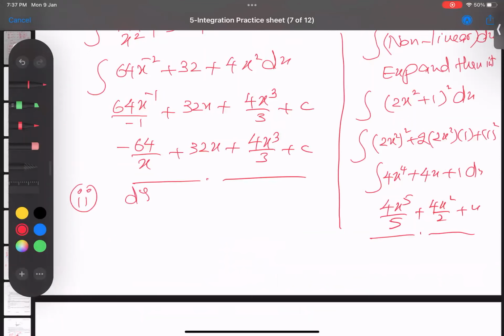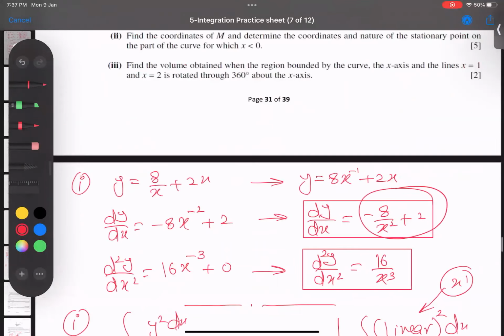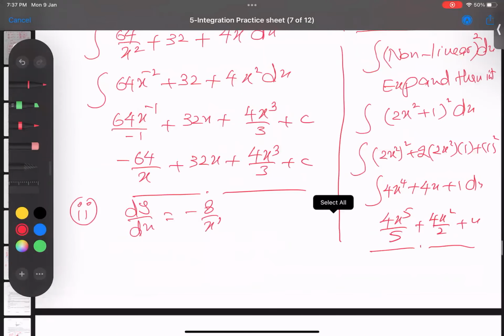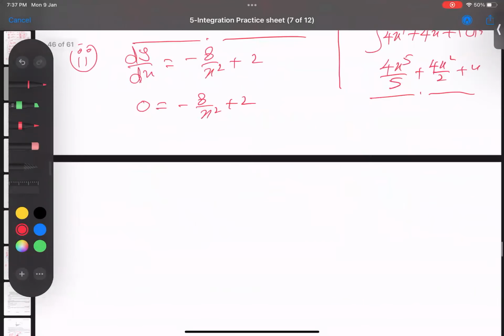So dy over dx, actually we have what? Minus 8 over x square plus 2. I plug in 0 here. Let's see what happens after that. Left hand side, it becomes this. Cross multiply: 8 equals 2x to the power 2, and x square equals 4. Take a root. I got two answers, positive and negative, positive 2 and negative 2.